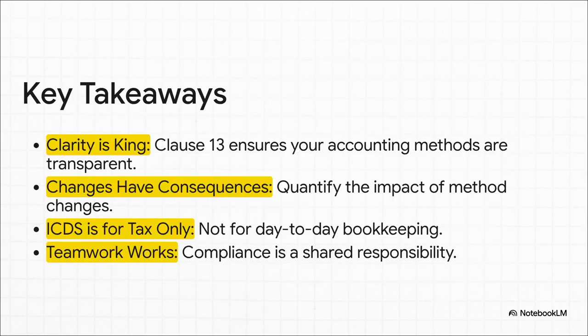So let's boil this all down. What are the key takeaways? 1. Clarity is king. The whole point of Clause 13 is to make your accounting methods transparent. 2. Changes have real consequences. You must always put a number on the impact. 3. ICDS is for tax calculations only, not for your day-to-day books. And 4, teamwork makes the dream work. This is a shared responsibility.